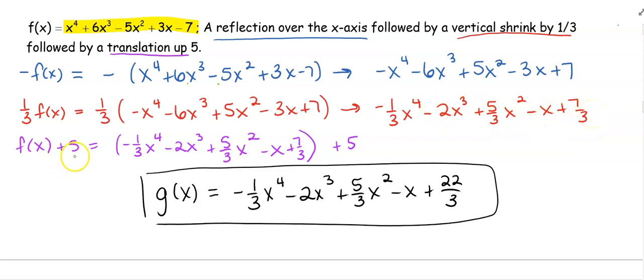And then our last one is a vertical shift up 5. So for this one, I'm just adding 5 to the outside of the equation. I take where I left off in the last step, and I just add 5 to the end. Then I have to combine these like terms because these are both constants. 7/3 plus 5 gives us 22/3. All right, so hopefully that was pretty good, a nice review of our transformations, and we're done with this video.